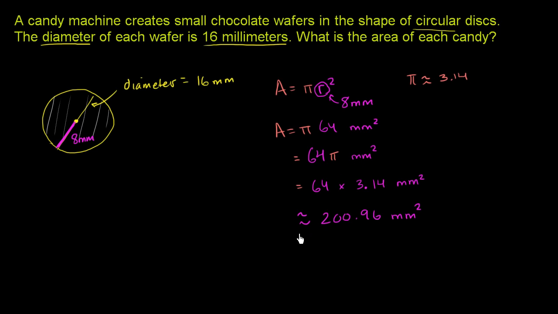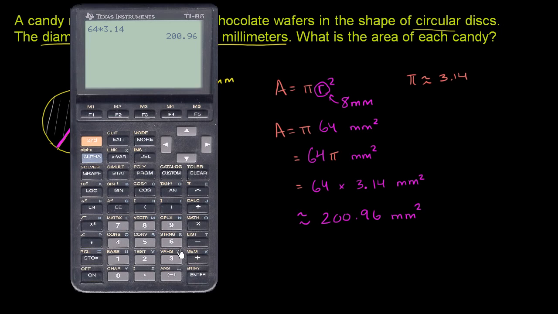Now, if we want to get a more accurate representation of this, pi actually just keeps going on and on and on forever, we could use the calculator's internal representation of pi, in which case we'll say 64 times, and then we have to look for the pi on the calculator. It's up here in this yellow, so I'll do this little second function. Get the pi there. Every calculator will be a little different, but 64 times pi. Now we're going to use the calculator's internal approximation of pi, which is going to be more precise than what I had in the last one.